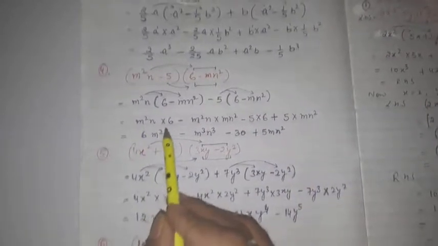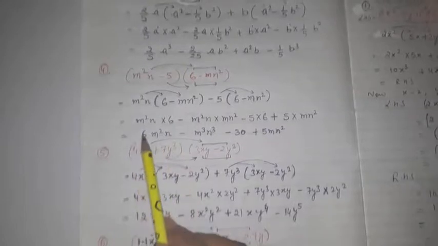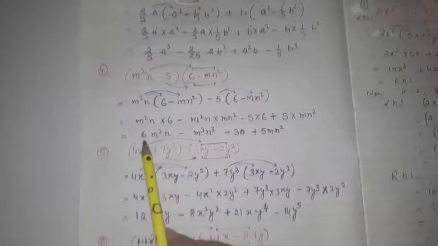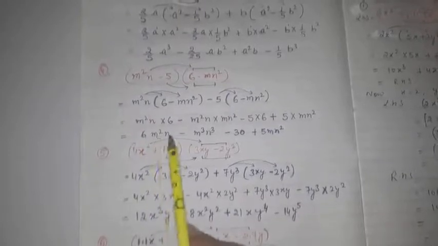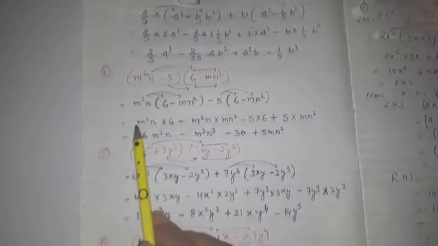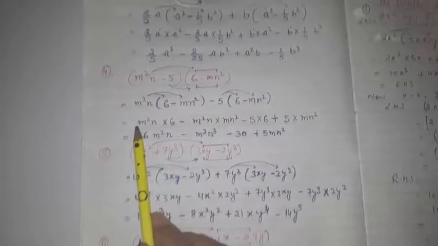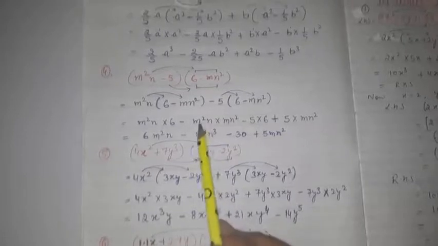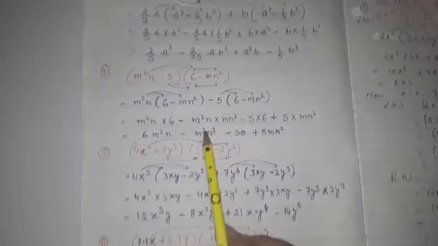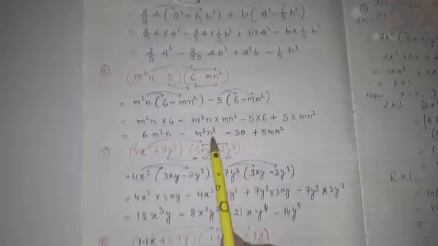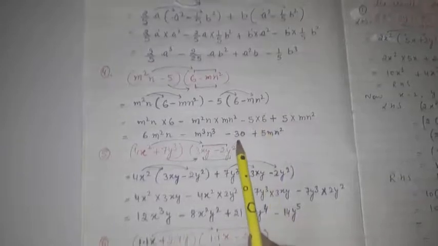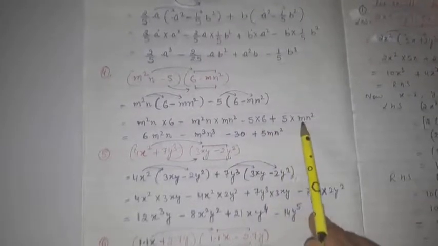Now we have to multiply. So 6 into 1, that is 6, means we multiply coefficients. So 6 into 1, that is 6, and m square into n. 1 is not given here. 1 is always there as the coefficient with the variable when there is no number. And then minus sign as it is, m square into m, that is m raised to power 3, n into n square, that is n raised to power 3, minus 5 6s are 30, plus 5 mn square as it is.